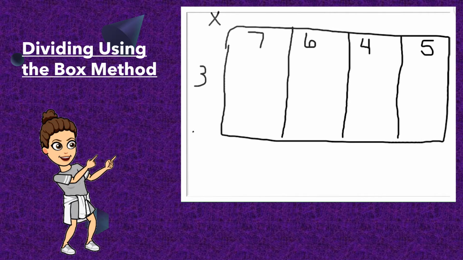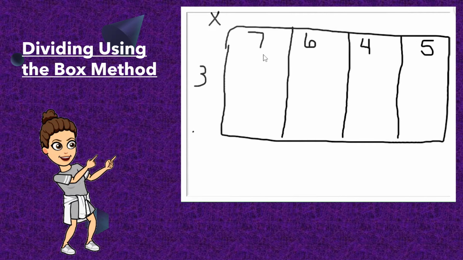This little tutorial is about dividing using the box method. It's very much like long division that we learned back in the day, but instead of being vertical, this one is more horizontal. All right, so we have 7,645 as our dividend divided by our divisor of 3.